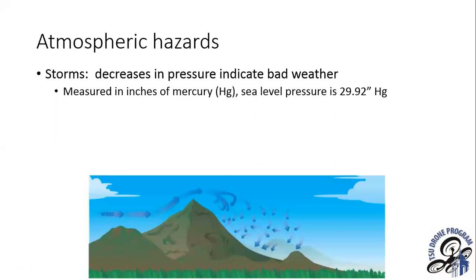Now we've got some atmospheric hazards. Of course, storms are a large one. Normally a decrease in pressure is going to indicate that you're going to have a storm or some kind of bad weather. That pressure is measured in inches of mercury, and the sea level pressure under normal conditions is 29.92 inches of mercury. So that's a good one to remember.